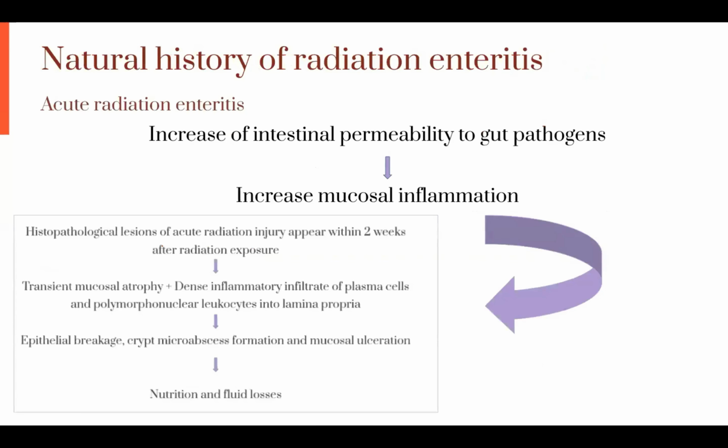A little bit about the natural history. When there is radiation, there is DNA damage, and there's a lot of inflammation going on. This will lead to infiltration of the cells to the GI tract, mucosa, and all the layers of the GI tract, leading to necrosis of the cells. Epithelial will break down, there will be crypt abscesses and even mucosal ulceration, which gives rise to a leaky gut. So nutrition and fluid losses will be high.